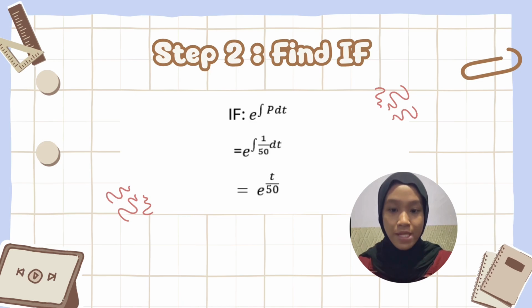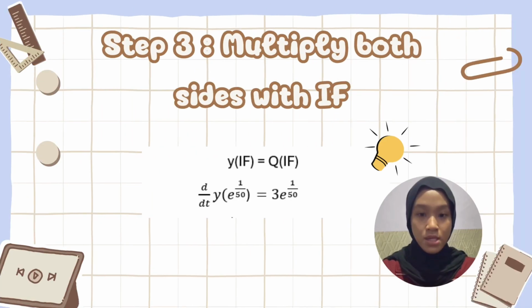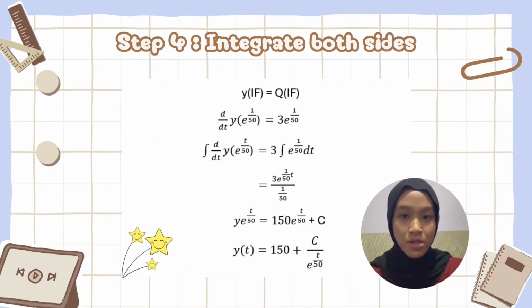In order to find the integrating factor, we just need to follow the formula e to the power of the integral of P dt, and after substituting the value of P with 1/50, we will get a solution of e to the power t/50. The third step is to equalize the differential of y with the q value before multiplying both sides with the integrating factor value that we have got earlier to get the value as follows. Then we need to integrate both sides.